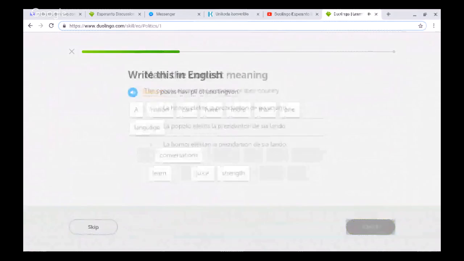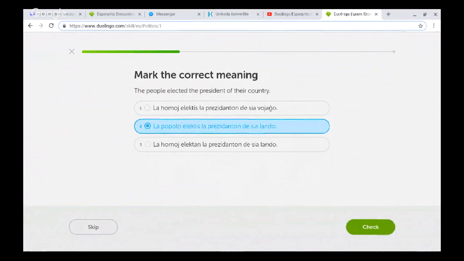The people elected the president of the country. So I click without even thinking something that ends in lando, and then I read it out loud. La popolo electis la presidenton de sia lando. That's correct. And I don't have to spend any time thinking about the other ones.